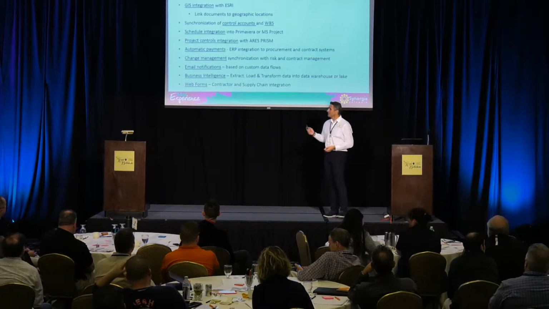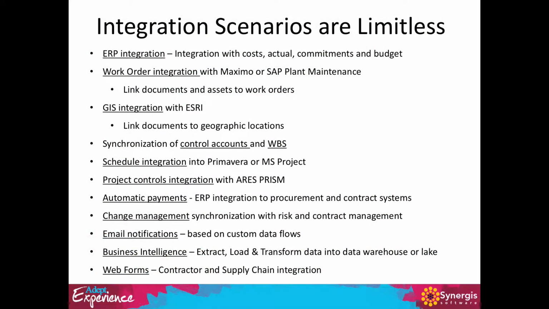So here are some scenarios. I know this is a really busy slide, but I'm just going to put it out there, and we've touched on it. ERP integration is a scenario which we've seen a lot of. Work order integration between two different systems. We've done GIS integration. We've done integration between SAP and cost systems where we do certifications of approvals. The email notification is pretty much what you've just seen working. The web form integration is what you've just seen now. And then scheduling into project systems as well.